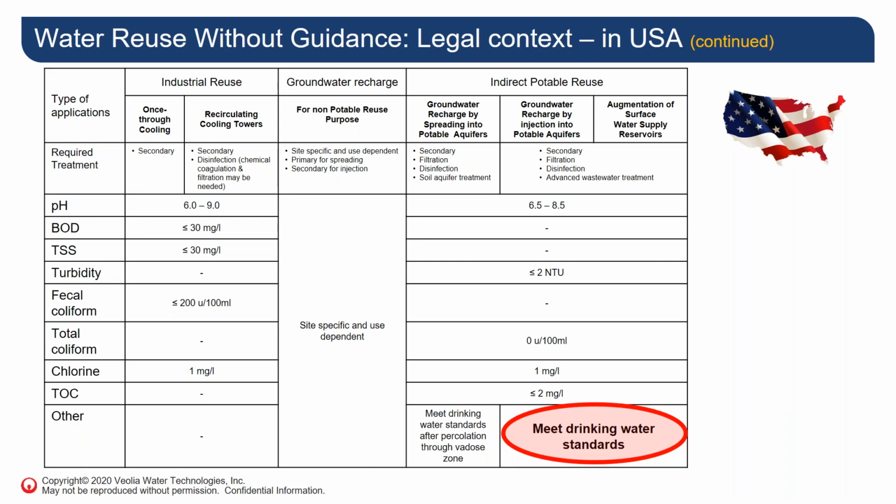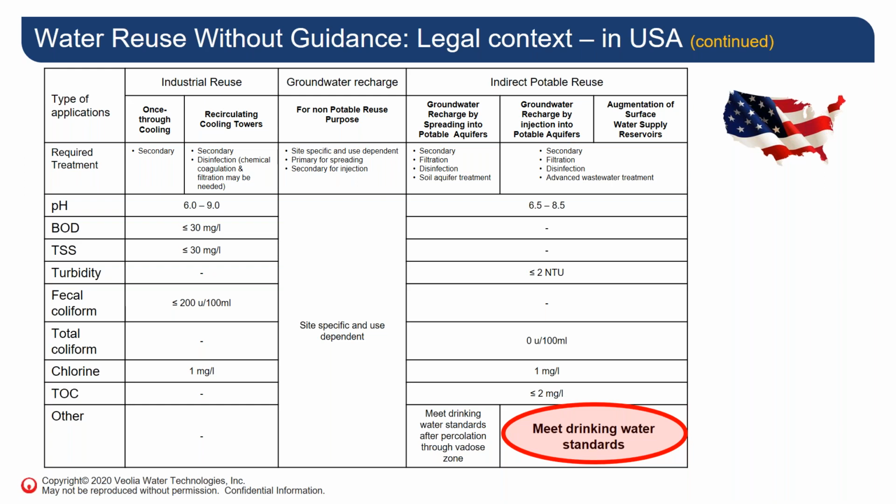And as you can see from an industrial reuse standpoint, the only two types of applications they were looking at were once through cooling and recirculating cooling towers. Now, while those are very large volume applications in many cases, they are not the only applications. And as you can see, by meeting very broad and very simple guidelines on pH, BOD, suspended solids, etc., with a minor chlorine residual, you could very easily fit waters into those types of applications.